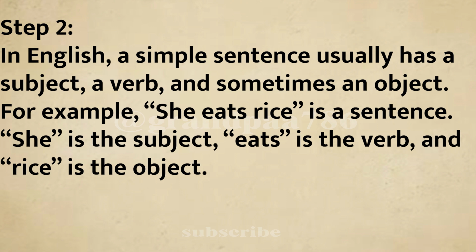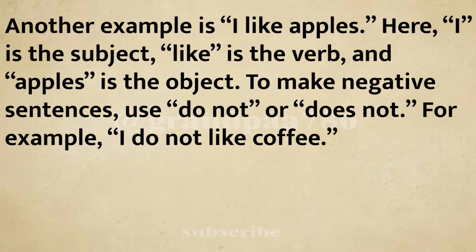Step 2. In English, a simple sentence usually has a subject, a verb, and sometimes an object. For example, "She eats rice" is a sentence. She is the subject, eats is the verb, and rice is the object. Another example is "I like apples." Here, I is the subject, like is the verb, and apples is the object.